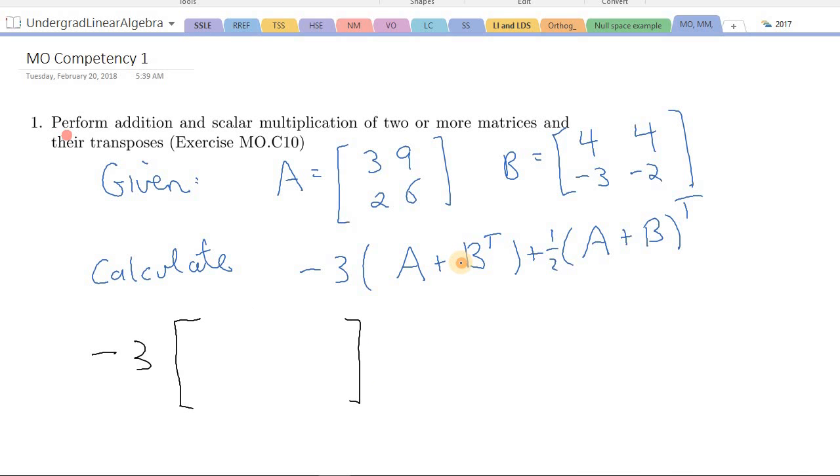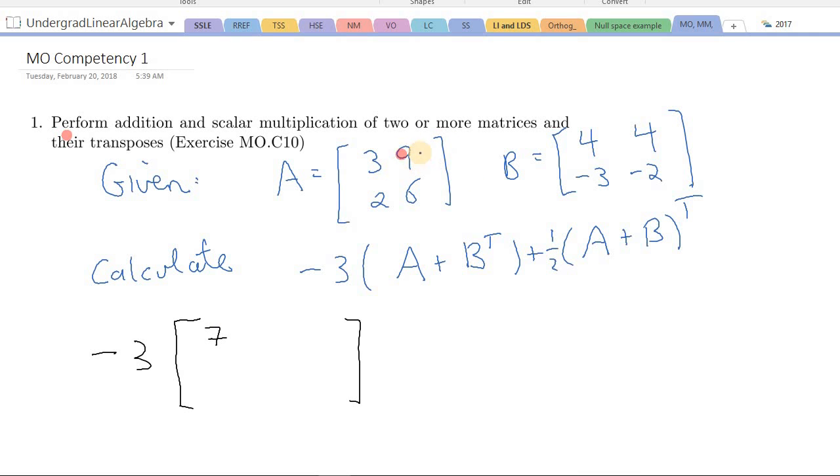A plus B transpose. Again, we know it's going to be 2 by 2. So let's take the top left corner entry. Here from A, you're going to get 3. From B transpose, well, think about the transpose. Transpose just interchanges rows and columns. The diagonal entries of the transpose are in the same place. So B transpose, the entry in the upper left corner is still going to be 4. So I get 3 plus 4, or 7.